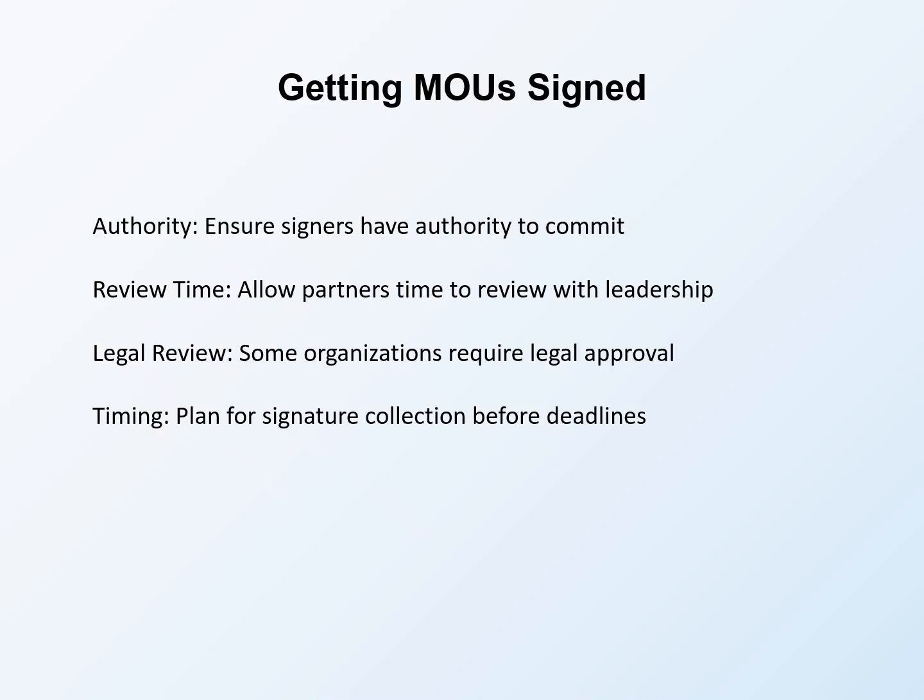Note any partner requirements. Timing plans for signature collection before deadlines. If you need the signed MOU for a proposal, work backward from the deadline. Account for mailing time if physical signatures are needed.